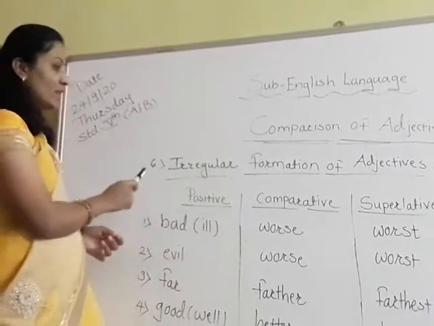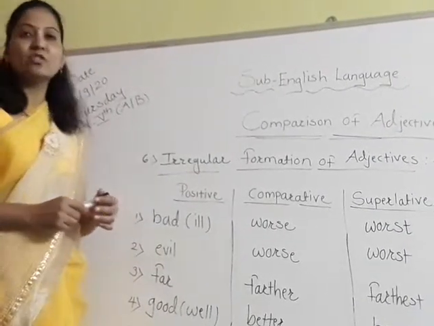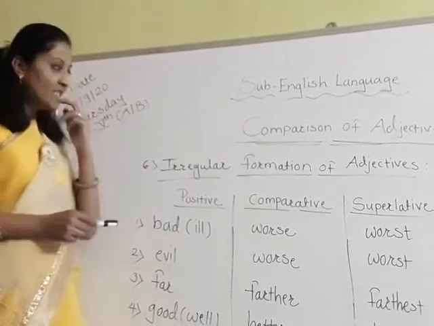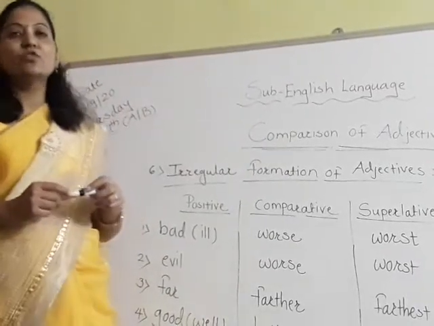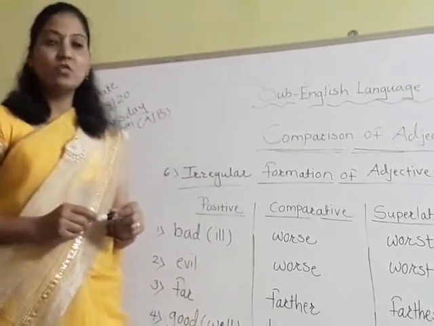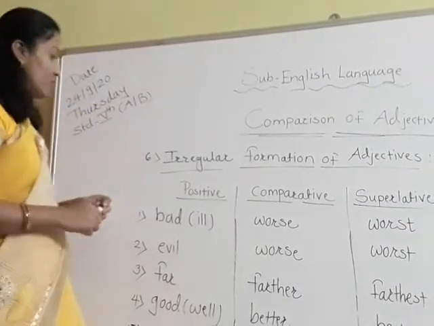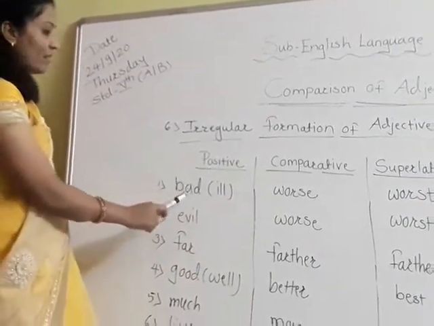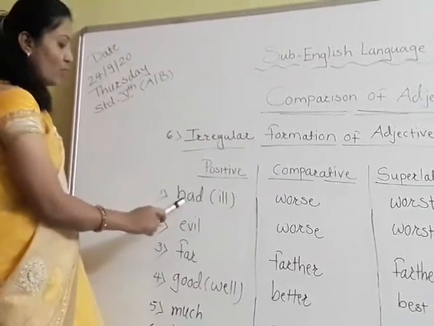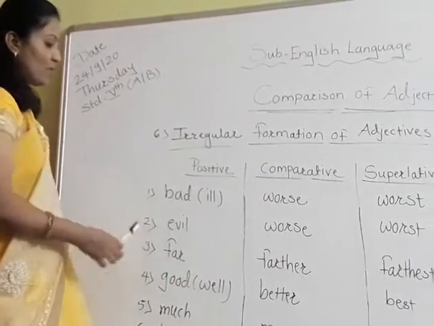Friends, the sixth rule is about the irregular formation of adjectives. Some adjectives come in irregular forms. So which are those adjectives? We are going to see now. The first one is bad. Bad comes into positive degree. This word is in positive degree.